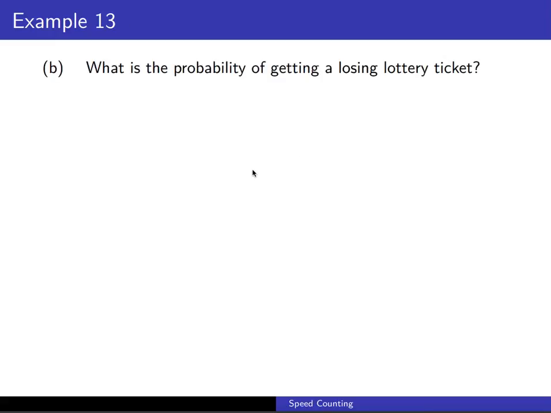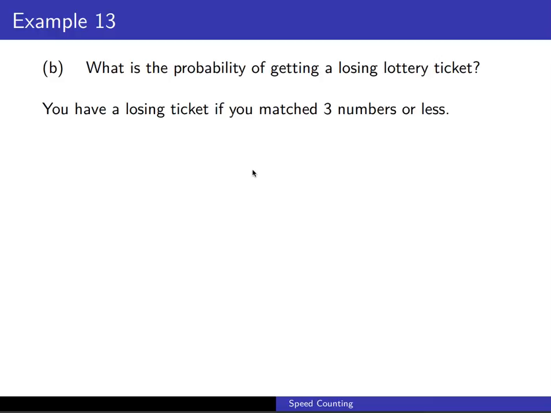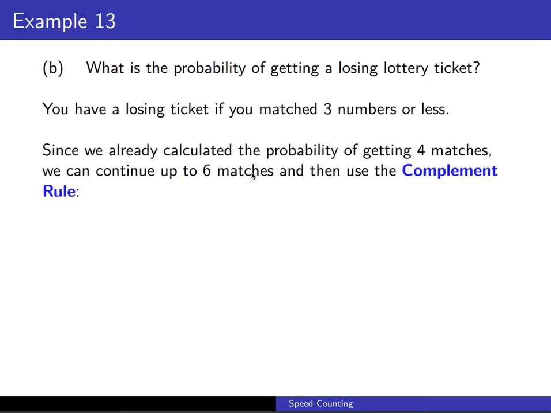Part B, what is the probability of getting a losing lottery ticket? So in this case, you're going to have a losing ticket if you match 3 numbers or less. So if you got 0 matches, 1 match, 2 match, or 3 matches, you're not going to win. And since we already calculated the probability of getting 4 matches, we can continue up to 6 matches. So we'll calculate 5 and then we'll calculate 6. And then we can use our complement rule from probability to find the chance of that happening.